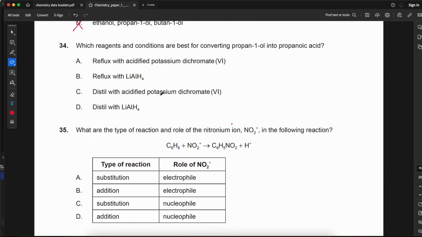Which reagents and conditions are best for converting propan-1-ol into propanoic acid? Of course, it's an oxidation reaction, so you need reflux and potassium dichromate.